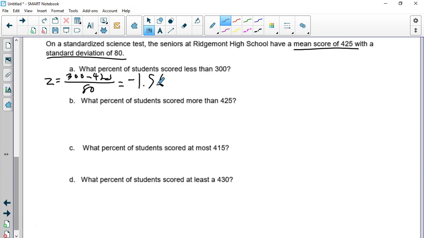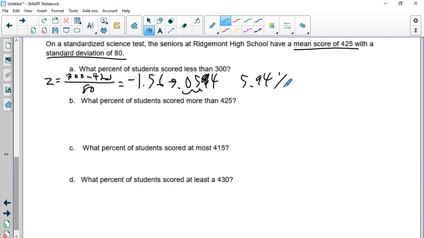Now, if we look at our chart, again, that's not on your chart in the notes, but it is on the chart you have in your notebooks. Negative 1.56 corresponds to an area of 0.0594. Of course, like I said, that's on the other full chart. So, to the right, that's 5.94% less than 300. Okay?